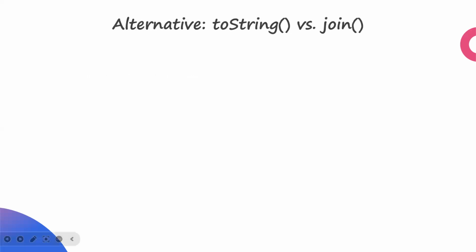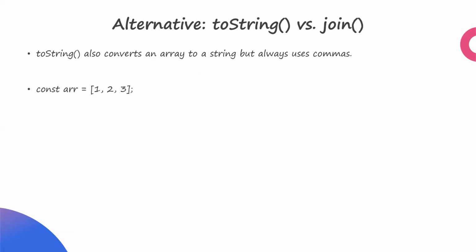Okay. So alternatively, you can use toString. When you call toString, it also converts an array to a string, but always uses commas. So this is as if you're calling the join method without a separator. So when you call array.toString, it will return a string separated by commas. So you can see here we're calling the toString method on this array, and we are getting a string separated with commas.